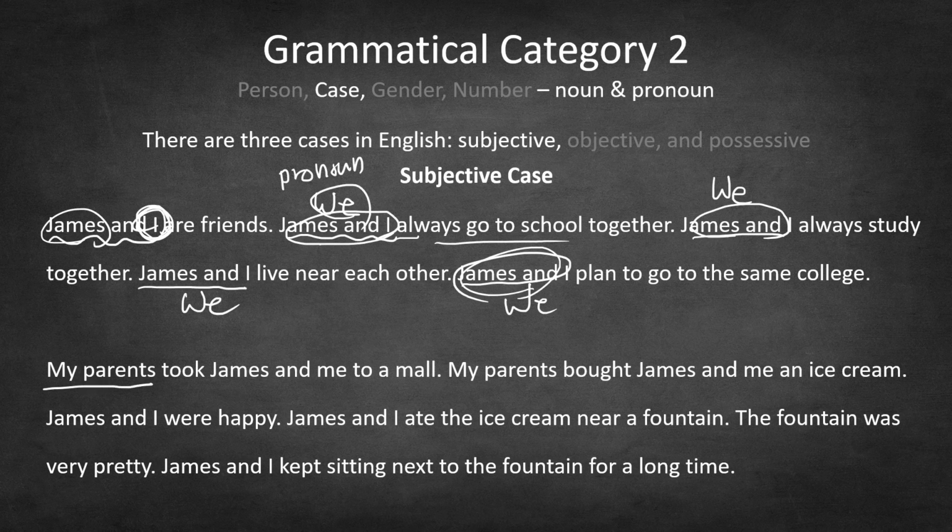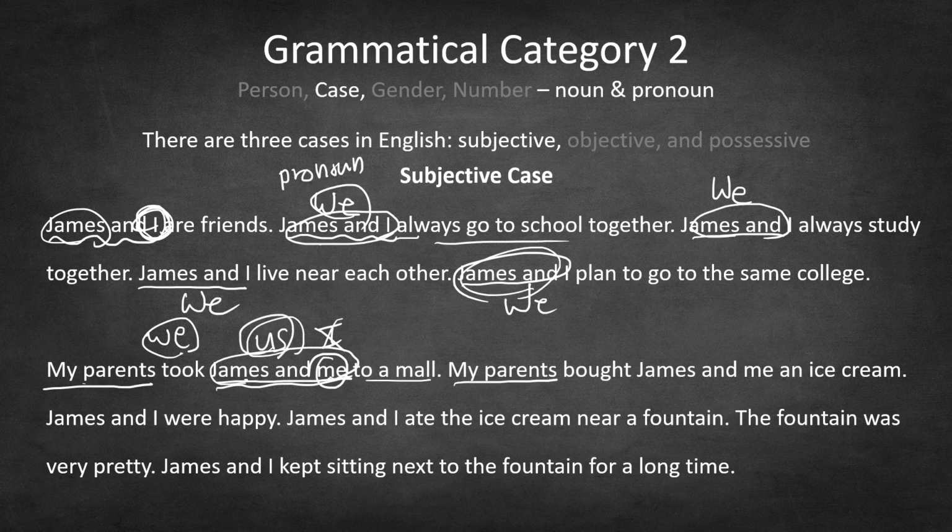My parents took James and me to a mall. Okay, this one we have not studied objective case yet, but this is not I. So by this we can tell that this is objective case. James and me becomes us because us is the objective of we. We is subjective, us is objective. My parents took James and me, us, to a mall.